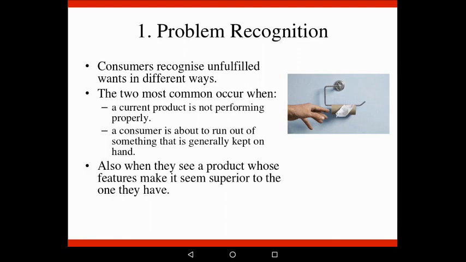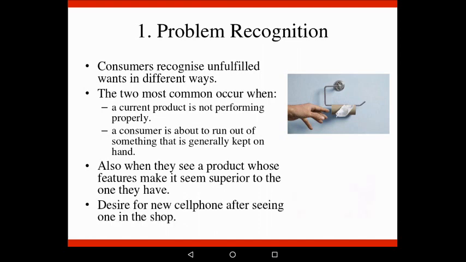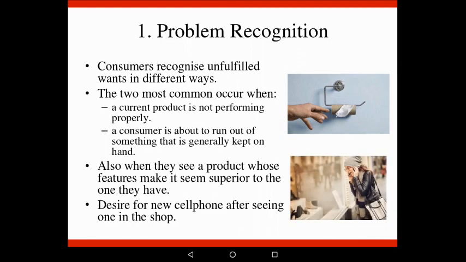Okay, also when a consumer sees a product whose features are better than the ones that they have. So maybe you see your friend's cell phone and you're like, wow, it's so amazing, it does all these cool things, it's so much better than mine, I want one. Okay, that's also a way that an unfulfilled need can be recognized. Or you just see a cool phone in the shop, or a pair of shoes like that lady, and you just really want it. It's an external stimulus.